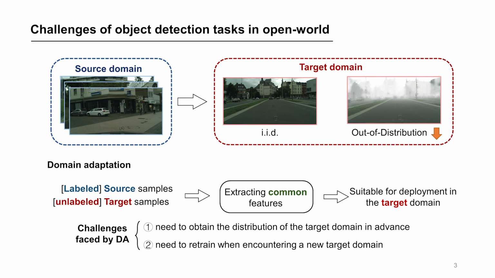For a long time, training object detection networks relies on the assumption that source and target domains are independent and identically distributed. However, in the real world, these models often face a drop in detection performance due to domain distribution shift. Domain adaptation methods were proposed to tackle this challenge. Such methods extract common features from labeled source images and unlabeled target images to adapt the model to the target domain. However, DA still requires prior knowledge of the target distribution and retraining for different domains. Domain generalization object detection aims to obtain a model that can generalize to all target domains through a single training.